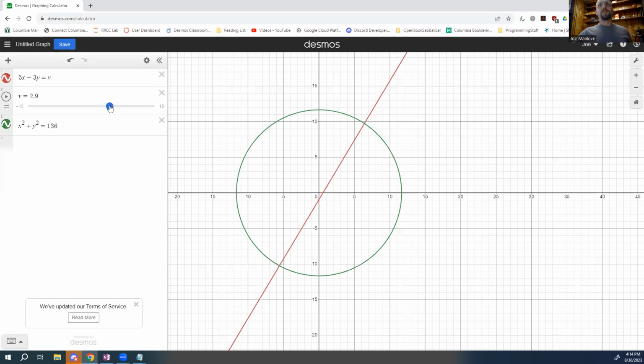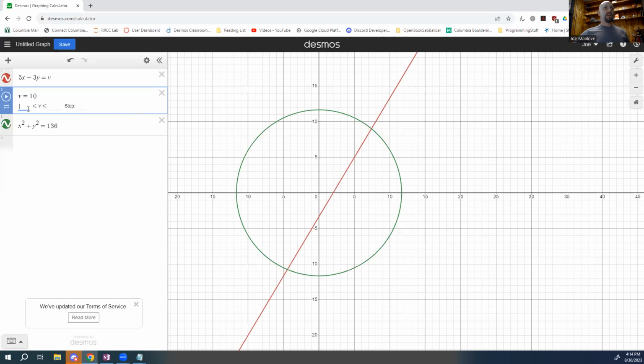And then I'm going to slide v around. Oh, v's not moving very fast. I know these need to go to at least 70, right? So I'm going to do negative 80 to 80, and we'll do them by 2s, I guess.